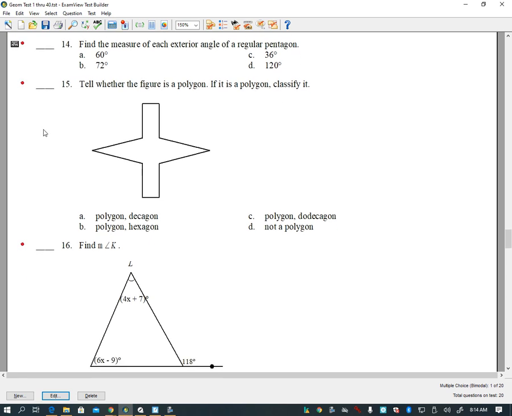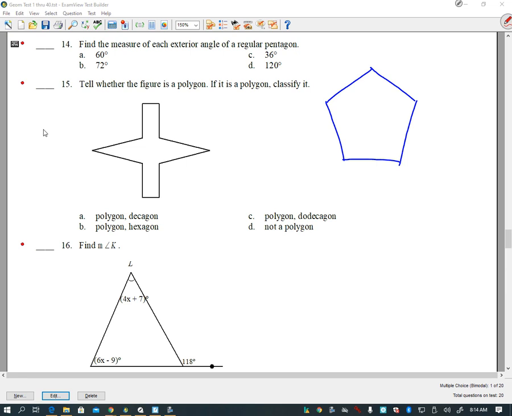Find a measure of each exterior angle of a regular pentagon. Okay, so this one is pretty easy, I think easier than what you guys are making it out to be. Granted, it's not obviously the most missed question, but hopefully... now granted, what I'm drawing here, I haven't drawn it to scale, obviously.